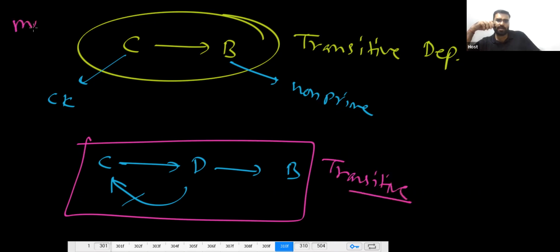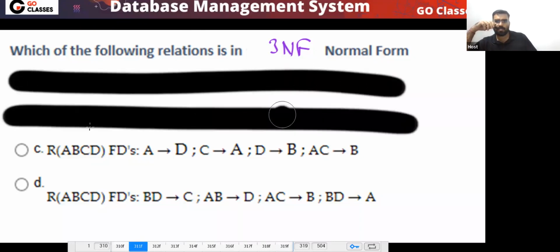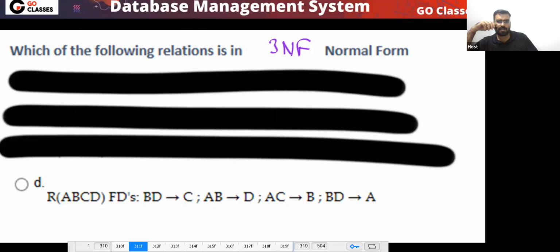So this is your method number 2. You can check like this also. What about the next? What about the next? What about D? What is the candidate key? For option D, what is the candidate key?